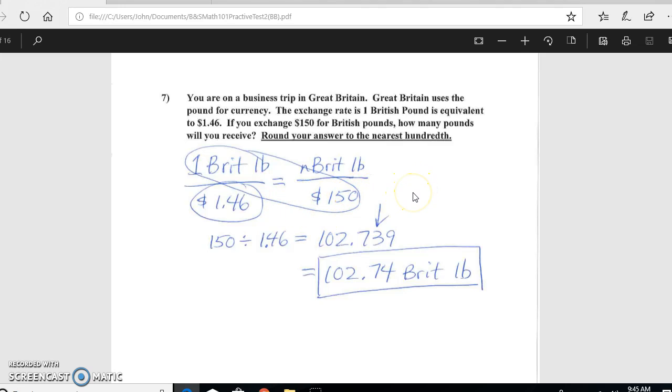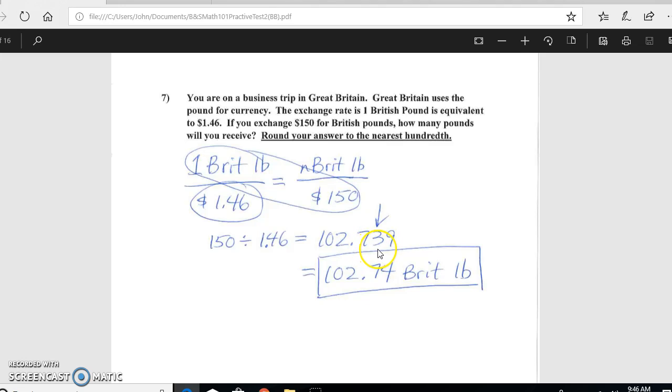Once we have the proportions set up like this, then we look for the two numbers across from one another, the 1 and the 150, and we're going to multiply those, and then we always divide by the leftover number. And when we do this, we're going to get 102 and 739 thousandths, and we have to round money always at the hundredths place, which is the second decimal place to the right of the decimal point.